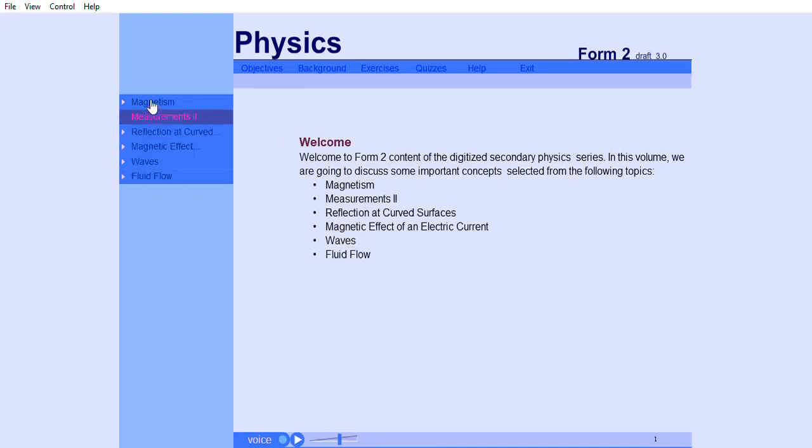From the following topics: magnetism, measurement 2, reflection at curved surfaces, magnetic effect of an electric current, waves, and fluid flow.